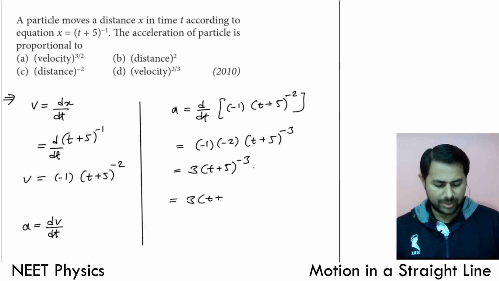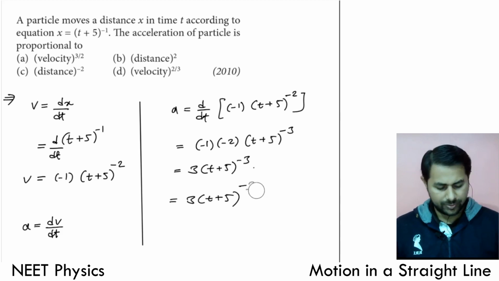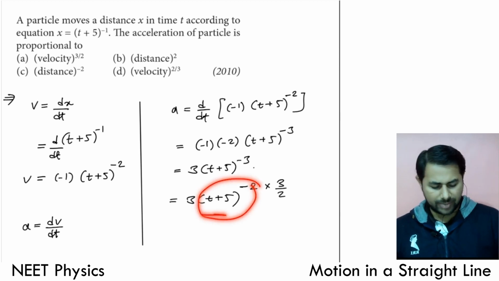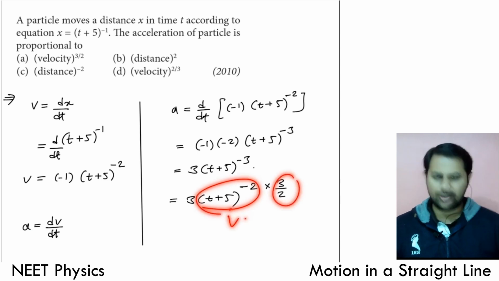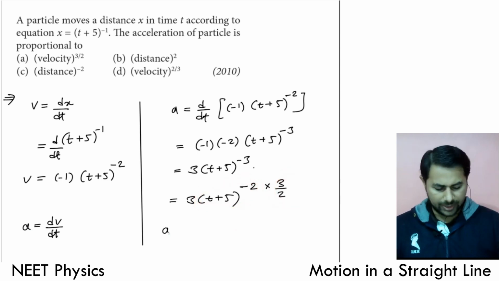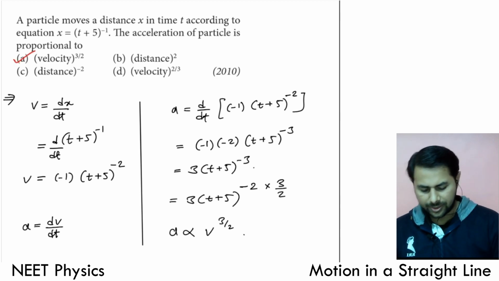So if you multiply that by 2 by 2, what will you get? 3 into t plus 5 raised to minus 3 by 2 into 2, minus 2 into 3 by 2 you can say, and this thing is what? t plus 5 raised to minus 2. So it's proportional to velocity to the power 3 by 2. Yeah, that's correct. Not equal to, we can say proportional to v to the power 3 by 2. So that is the answer. It's option A.